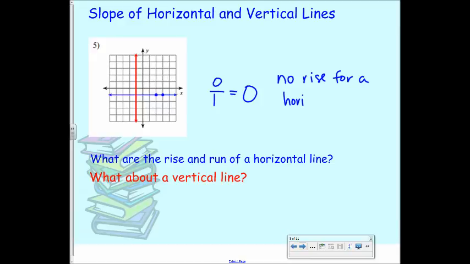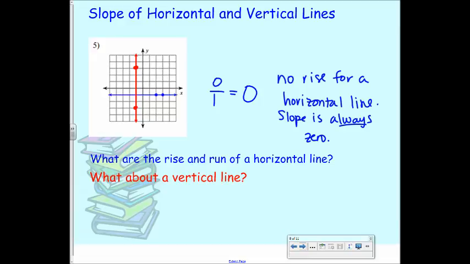What about a vertical line? Like this one, for instance. Let's say this were a point on the line, and this were a point on the line. How much do I, yeah, there is no run, right? So that means what would go on the bottom? 0? Can you do that? Can you have 0 in the bottom of a fraction? No. So what does that mean?